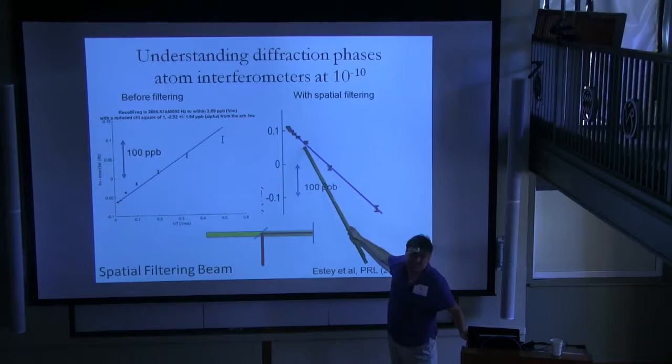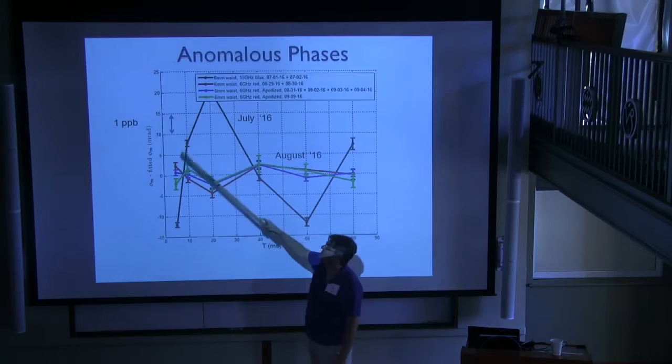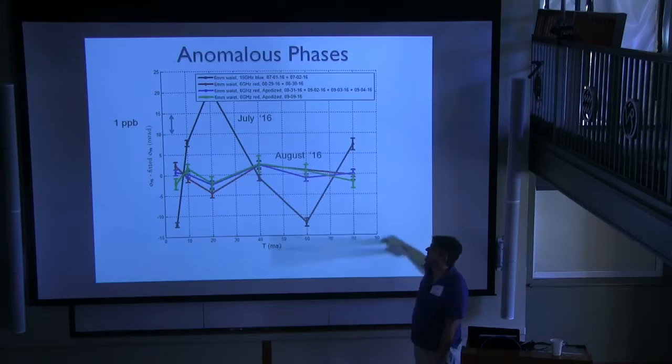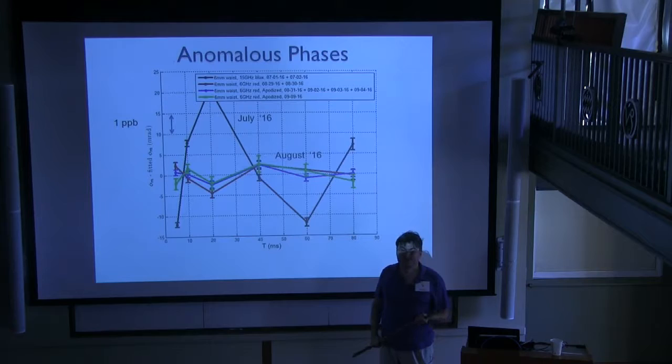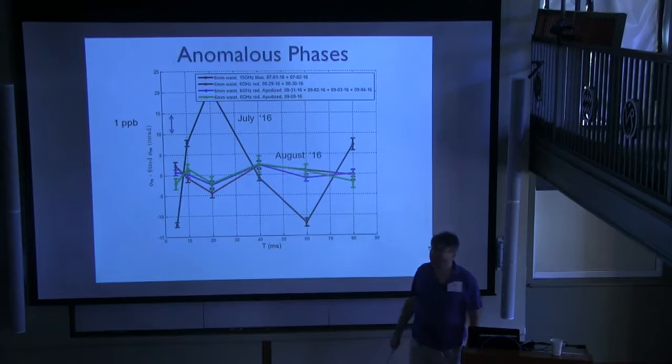This is now 1 part per billion. This is the variation, all the known effects subtracted as of July 16, and this is the variation as of now. What has happened in between? We have learned that there's a particular quirk of laser beams. They are not exactly Gaussian in a way that we didn't expect. We expected the problem to be in the middle where the intensity is highest, but it actually comes from the tails. So improving that Gaussianness gets rid of that systematic.